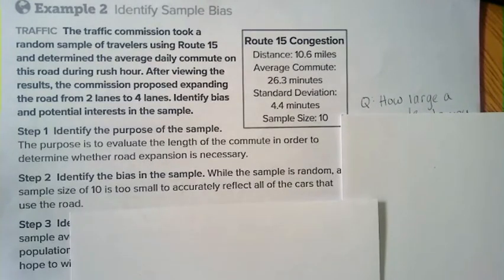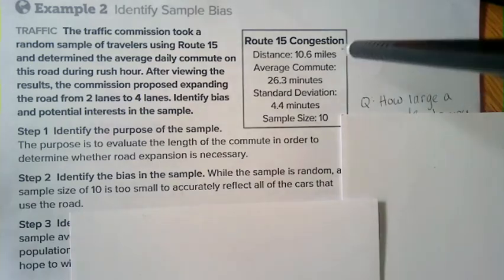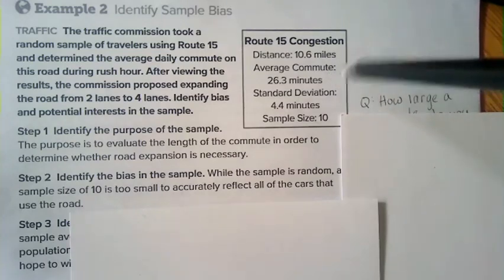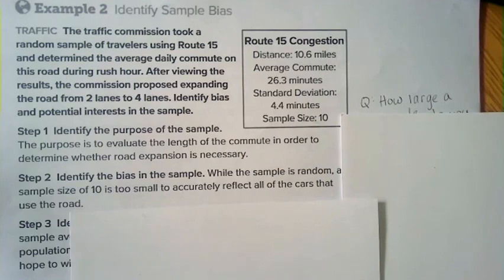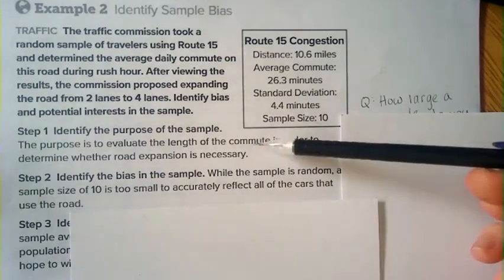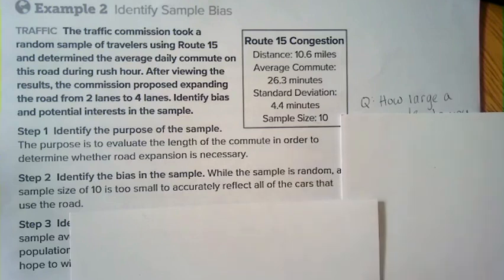The Traffic Commission took a random sample of travelers using Route 15 and determined the average daily commute on this road during rush hour. So you can see over here, this is how long it was. Their commute minutes was 26.3. After viewing the results, the commission proposed expanding the road from 2 to 4 lanes. Identify any bias and potential interest in the sample. So what's the purpose of this sample? Well, they want to determine if they should expand the road, okay? What bias do you see?